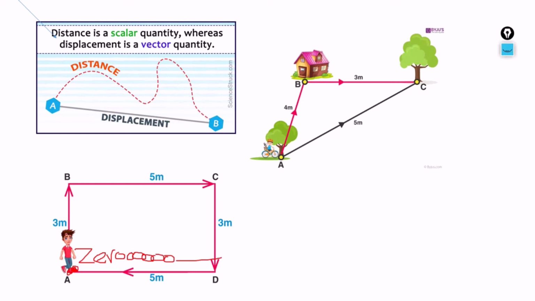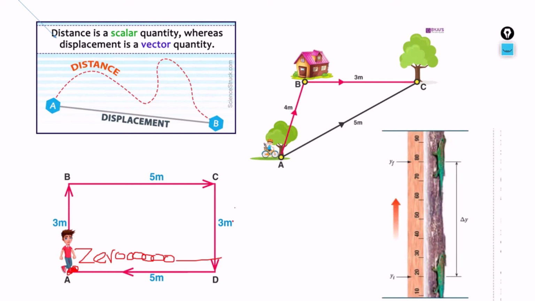Now what about the distance, all along the path, all the way he passed through? 3 plus 5 is 8, plus 3 is 11... the distance is 15 meters.